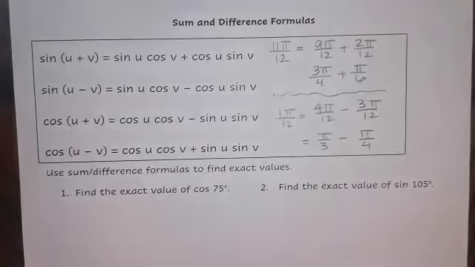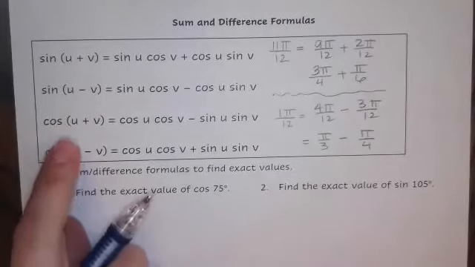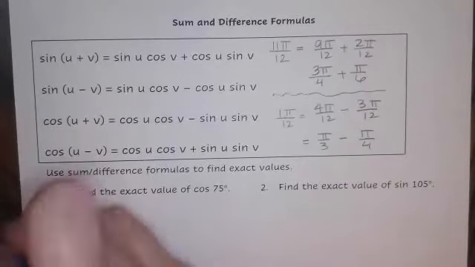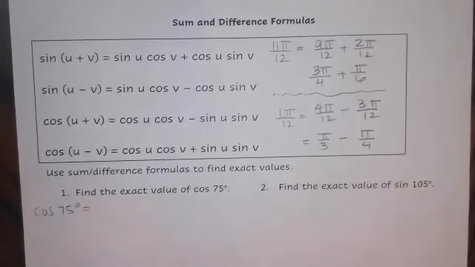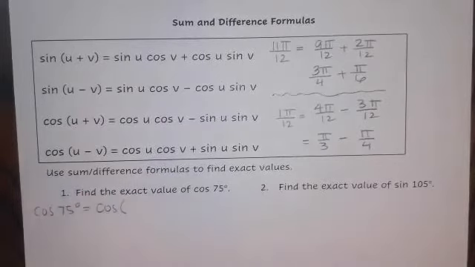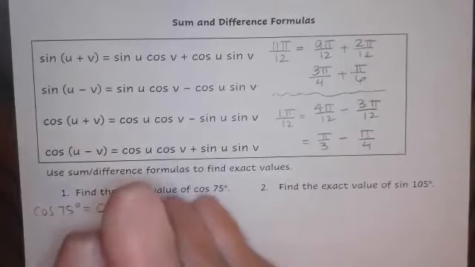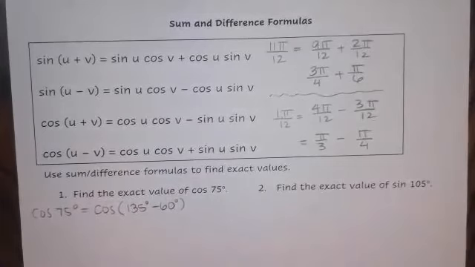For example, number 1 shows us to find the exact value of cosine of 75. So I want to think through these 2 right here, the ones that I would want to use since they're cosine. So cosine of 75 degrees. And I want to think about 2 angles that would give me that 75 degrees, but are on my unit circle. Well, we can say that is the cosine of 135 minus 60, because that gives us cosine of 75. And these 2 are on my unit circle.